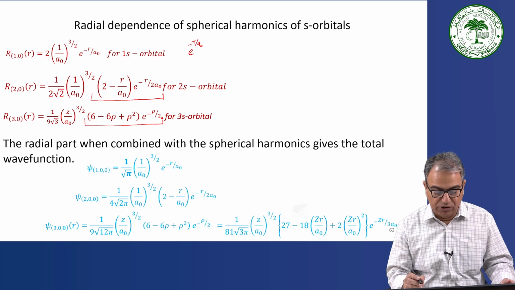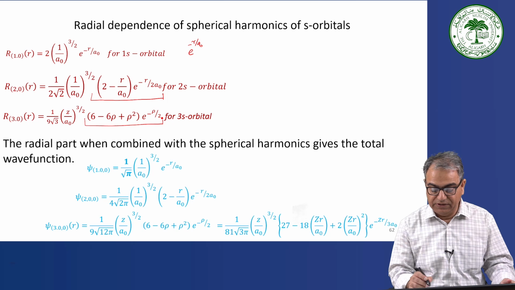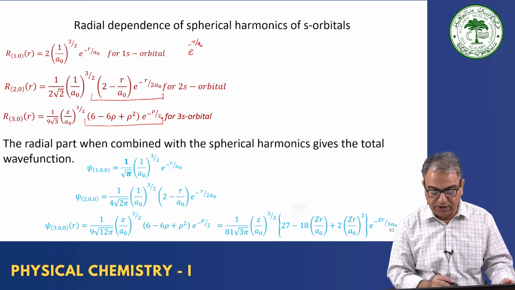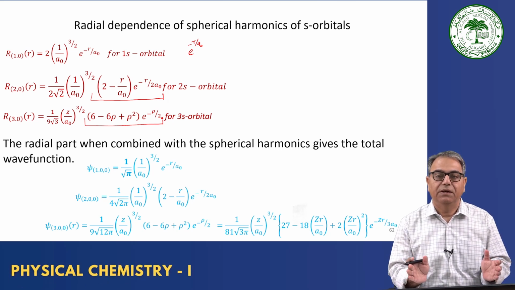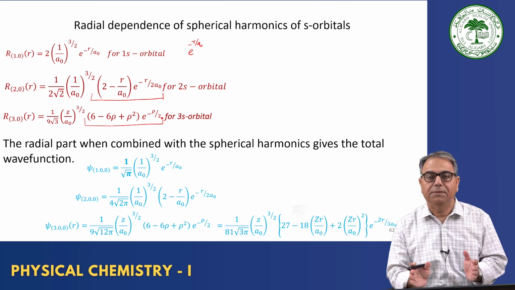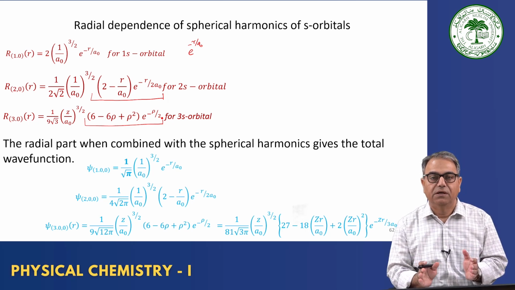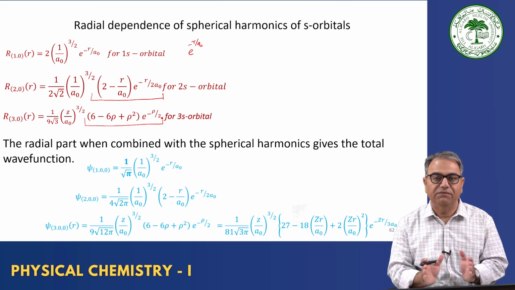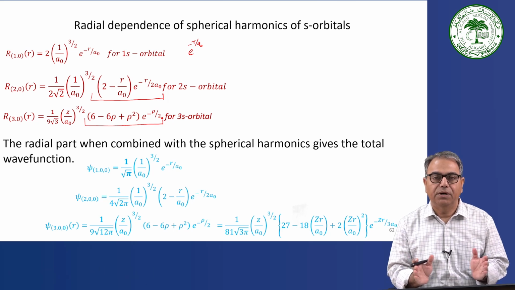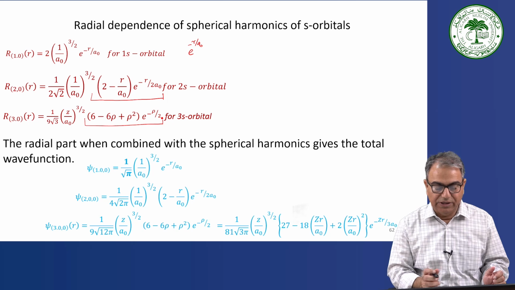Now if we combine the radial part of the wave functions with the spherical harmonics, what do you get? The r part, theta part and phi part are the component wave functions. Whenever you have a wave function which depends on more than one variable, you split that wave function into components, and then the total wave function is the product of the component wave functions. So here I have tried to combine the theta part and phi part, that is the spherical harmonics, together with the radial part, and that will be the total wave function.